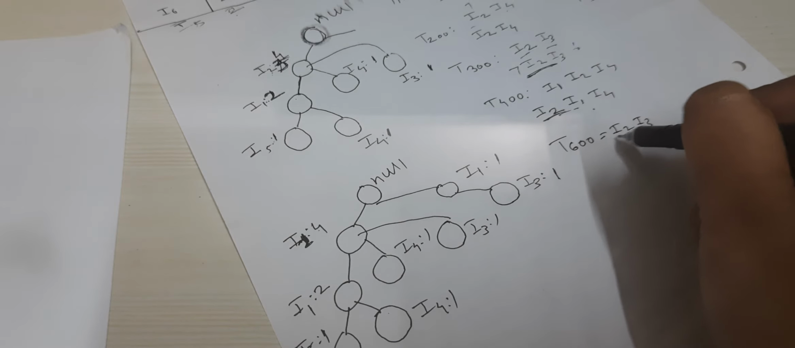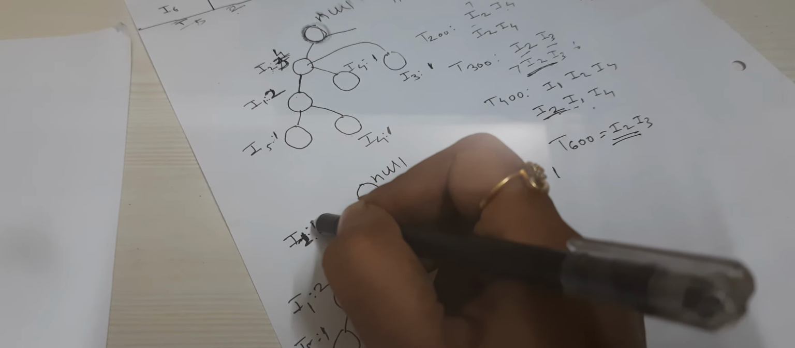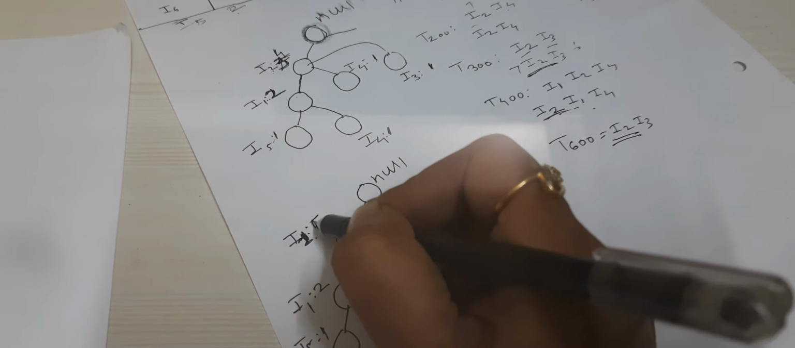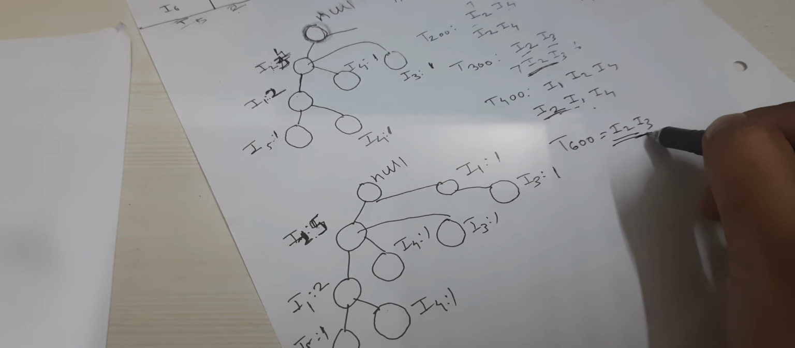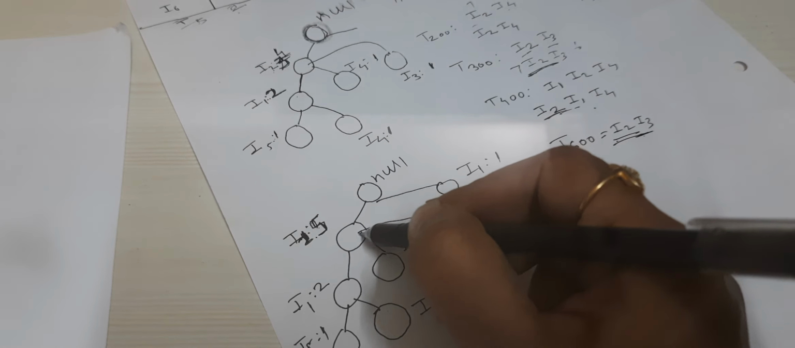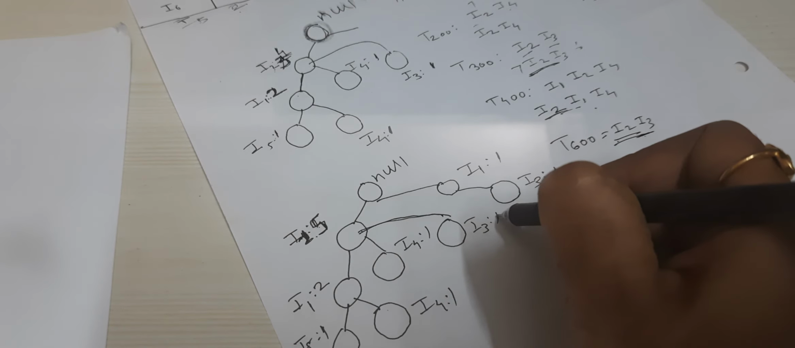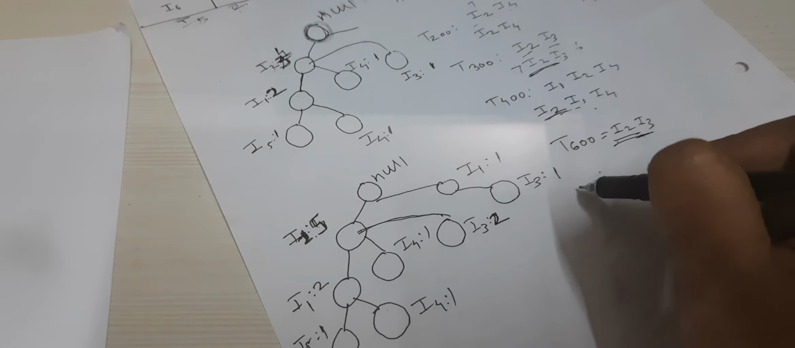It's already in descending order. So here is your I2. Now you have to make this count plus 1, that is 4 plus 1 is 5, and here is your I3. After I2 there is a path for the I3. See, yes, it is available. So make the count of this 1 plus 1 is 2. Okay, this is transaction T600.